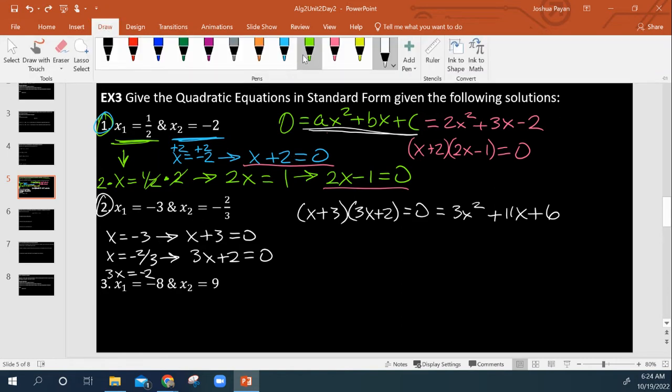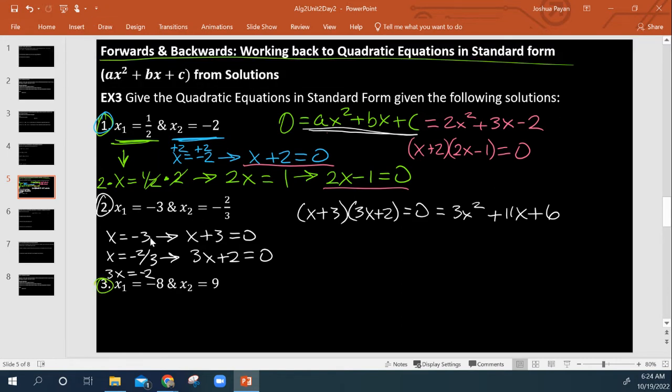Okay, and one more example just to make sure that we've got it. So right here, I would just add 8 to both sides, so x plus 8. And then right here, I would subtract 9 from both sides, so x minus 9. And I want it in standard form, so I'm going to FOIL it out. x squared minus 9x plus 8x, so minus x, and then minus 72.